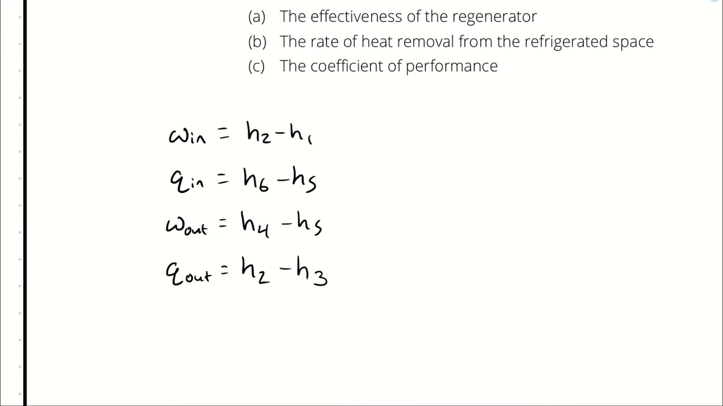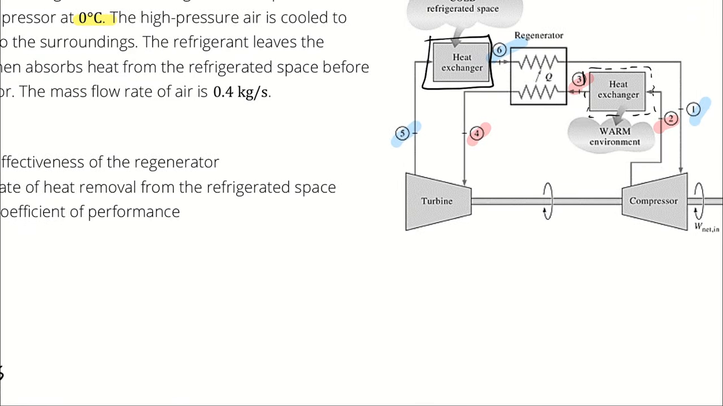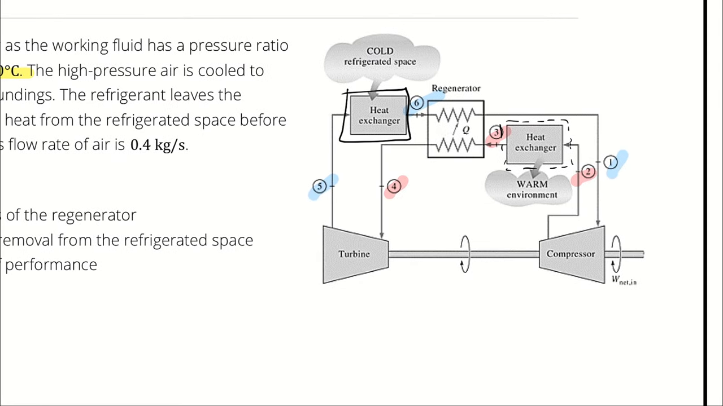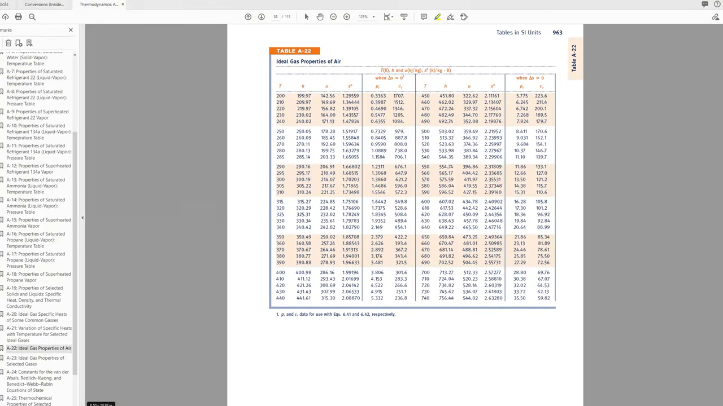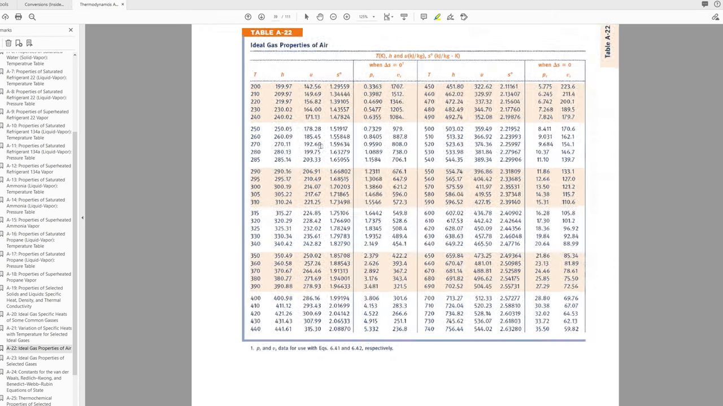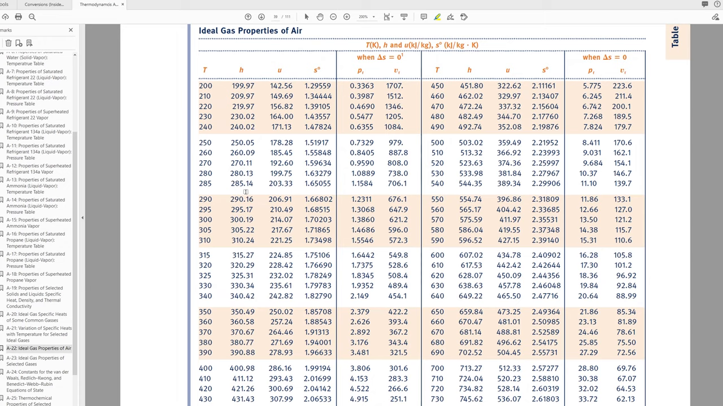If I knew h1, h2, h3, h4, h5, and h6, I could calculate these six quantities from which I could determine anything else that I wanted. So my goal for the moment is going to be to determine enthalpy changes, and to do that, we have to consider two options. Option one would be to use our ideal gas properties of air. Remember that for an ideal gas, enthalpy is only a function of temperature. So I could use my temperatures to determine enthalpies.